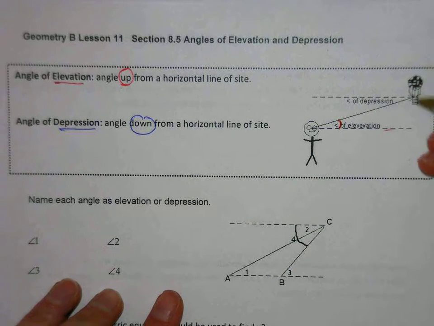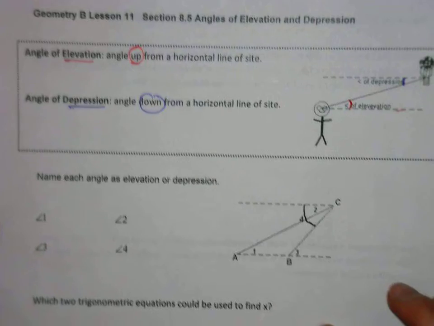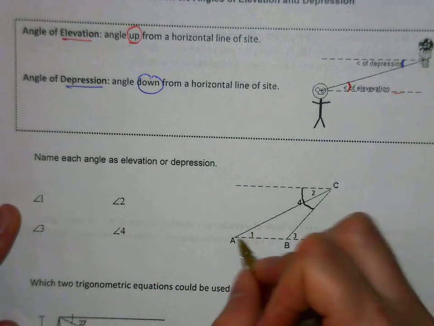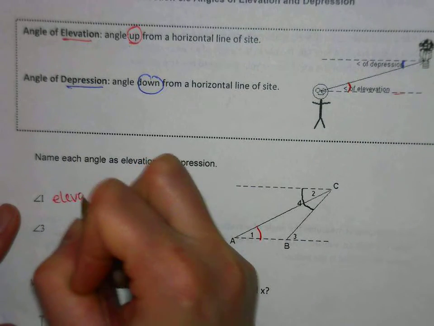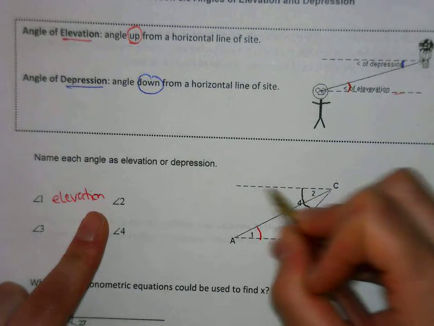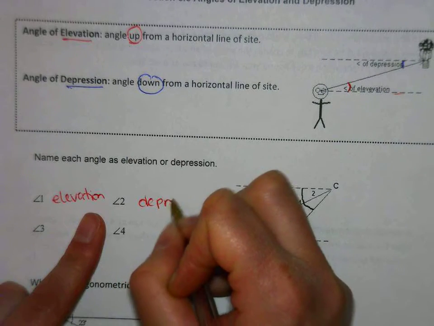So if we're up here in this hot air balloon and we look down at the person below, that angle is our angle of depression. So let's look at this first example and see if we can label these. Angle 1, if this is our line of sight, we are looking up, so that's an elevation. Angle 2, this is our horizontal line of sight, and we are looking down, so angle 2 is a depression.